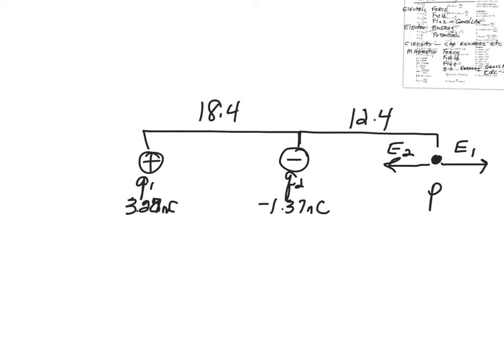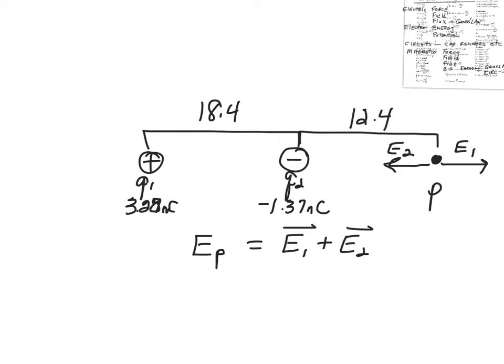And then you should be writing down, what are we doing? We're finding E at point P. E at point P is going to be the sum of two vectors, E1 plus E2. But they're vectors. We have to add them like vectors. So what is E1?